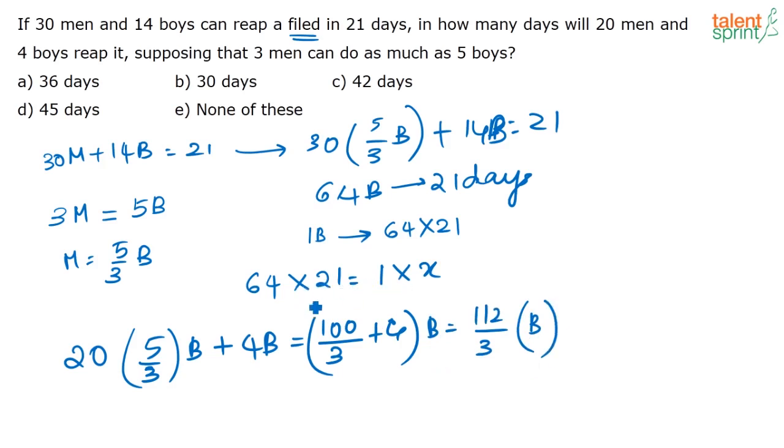So we know that 1 boy can do the work in how many days? 64 into 21 days. So 112/3 boys, how many days will they do? That's all. Solve for that, you get the answer as 36. Everybody is getting the answer as 36. So the final answer, whatever was there in the question mark, you solve it, you get it as 36. Option A. Very easy.